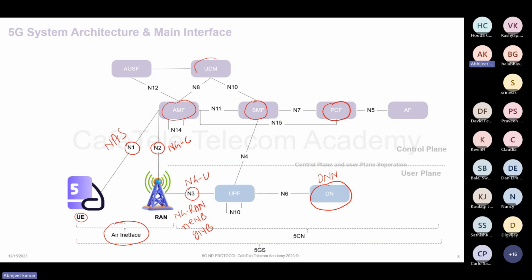Then we have the UDM. So UDM manages the user data and the authentication. So UDM we can say is Unified Data Management. It's similar to HSS in LTE, where we store our subscriber data. Then we have the AUSF, Authentication Server Function, for authenticating users who attempt to connect with the network. So guys, these are the functions.